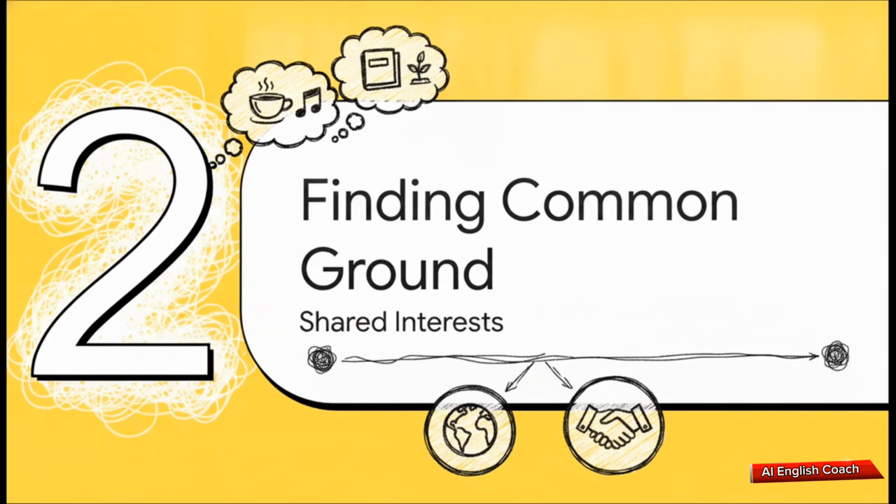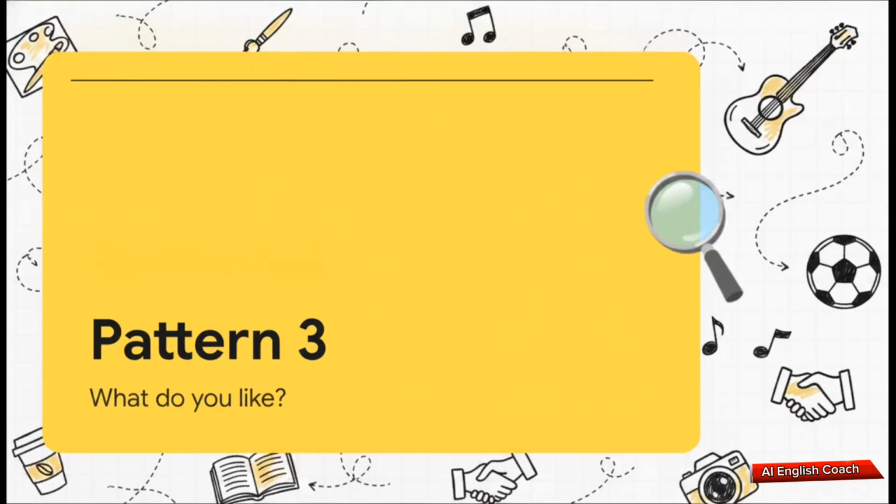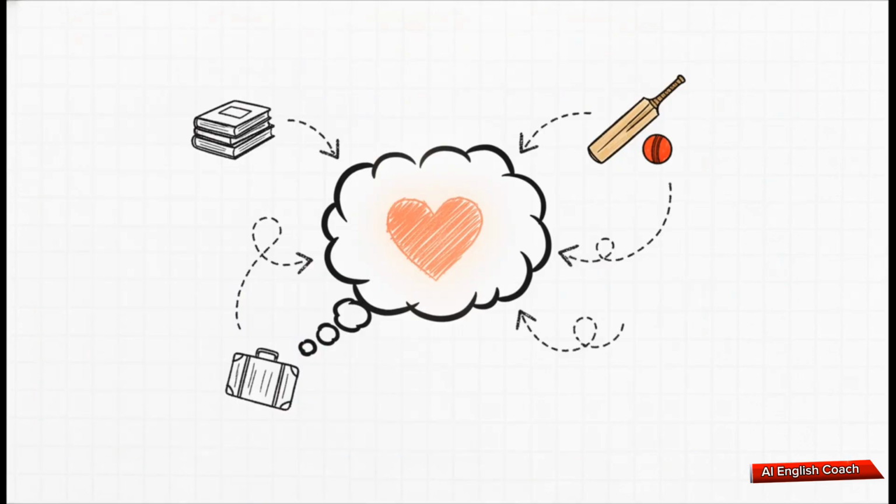Section 2. Finding common ground. All right, so now we're transitioning away from basic facts like your job and your city to actually building a personal connection. And to do that, we rely on pattern 3, what do you like? Think of this question as a master key. It unlocks discussions about hobbies, passions, shared interests, the whole shebang. This is the exact moment where a polite, formal exchange starts to turn into a real friendship. Now, what's really interesting about this is how universally relatable the examples are.